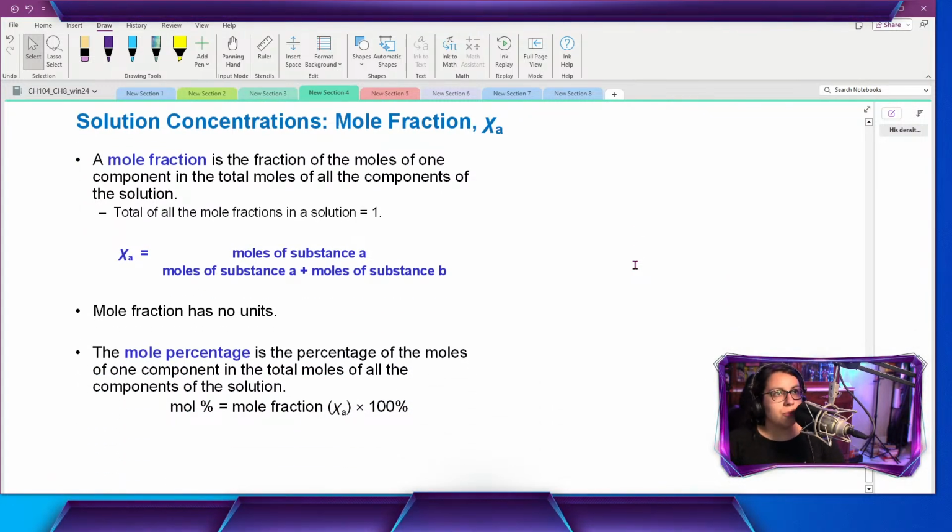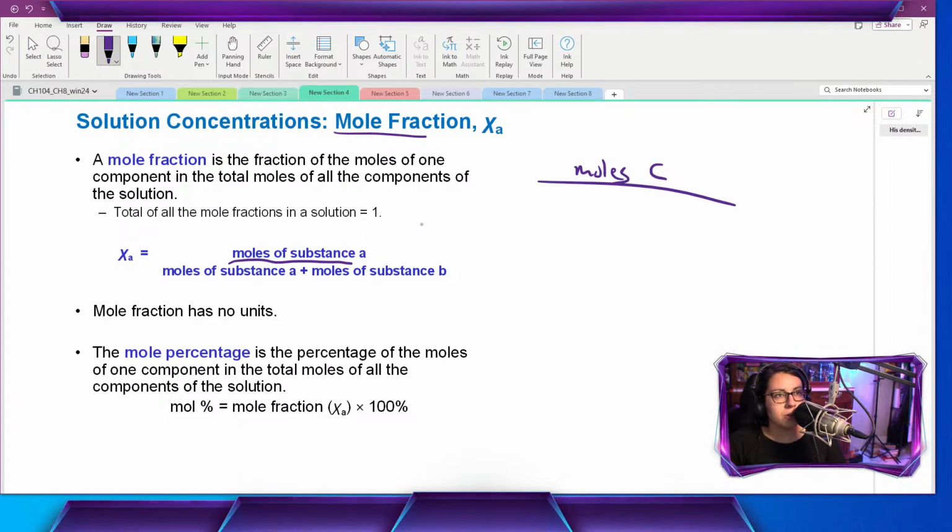And so now let's look at mole fraction. Mole fraction is parts over our whole. So there's our mole fraction. And we could, of course, have more things. This is just with 2 things in solution, but we could also do moles of C over our total moles, so that would be moles A plus moles B plus moles C. We can do mole fraction with a variety of mixtures.